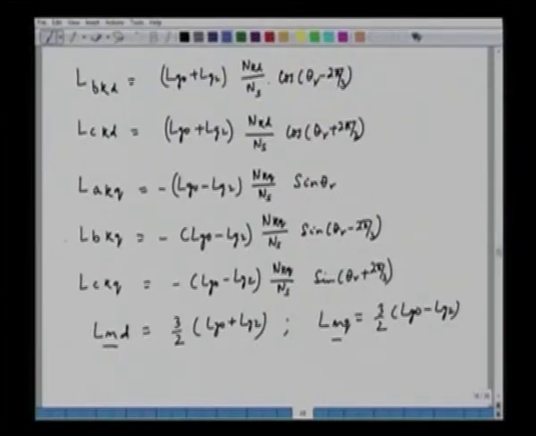L_BKQ is equal to minus (Lg0 minus Lg2) N_KQ by N_S into sin(theta_r minus 2pi/3). Similarly, L_CKQ is equal to minus (Lg0 minus Lg2) into N_KQ by N_S into sin(theta_r plus 2pi/3). And these are actually the various inductances between the stator and the rotor, but they are actual inductances.